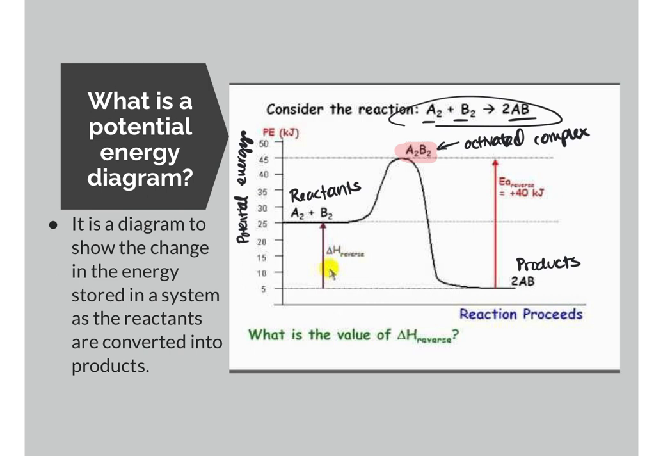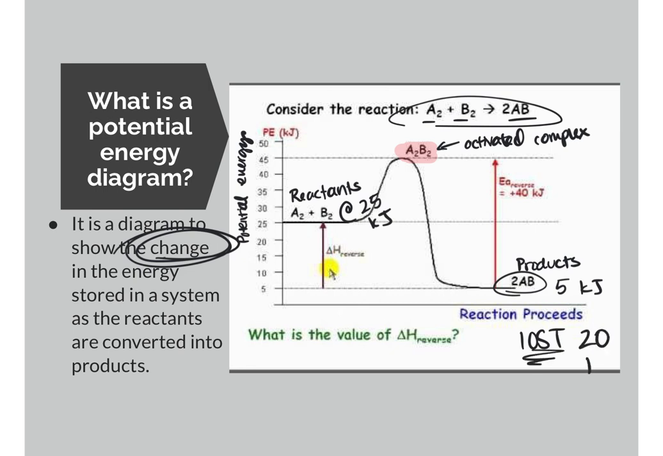So this diagram is showing us the change in energy: we start off with our reactants at 25 kilojoules, and we end with our products at 5 kilojoules. That means the reaction lost 20 kilojoules. We're down 20 kilojoules. We used them up, and that got released. So that's something that we would potentially see between our reactants and our products.